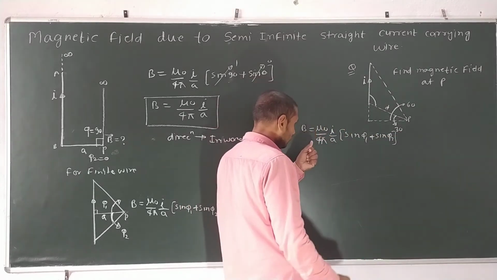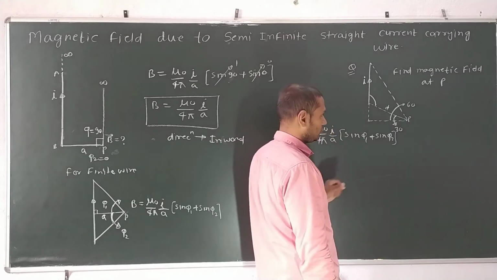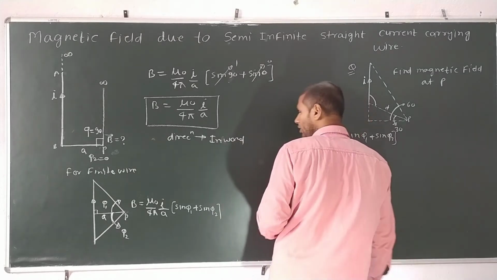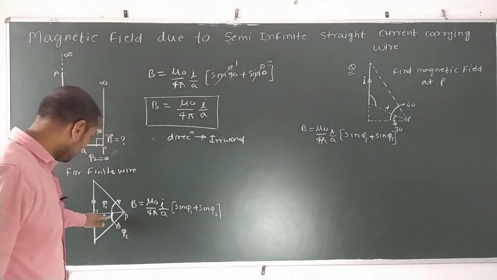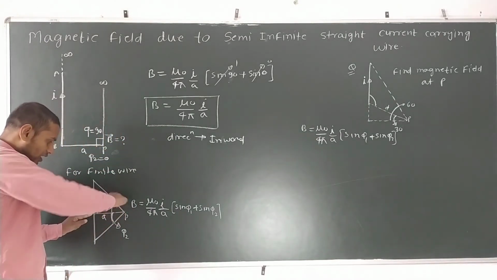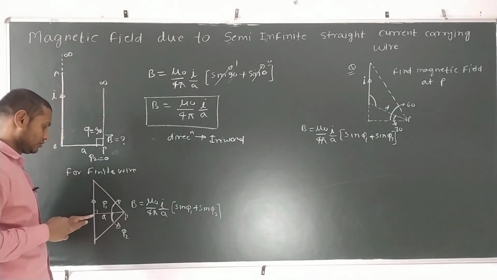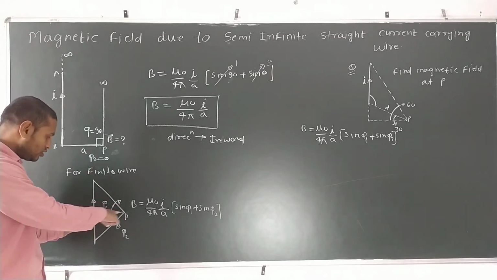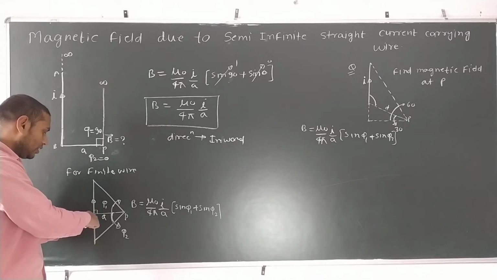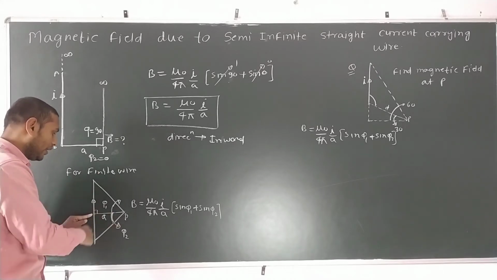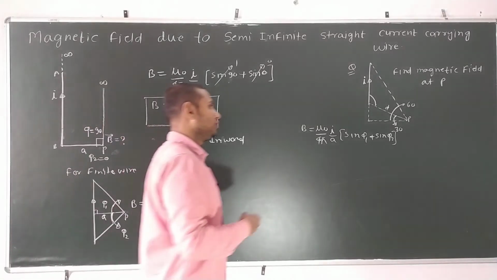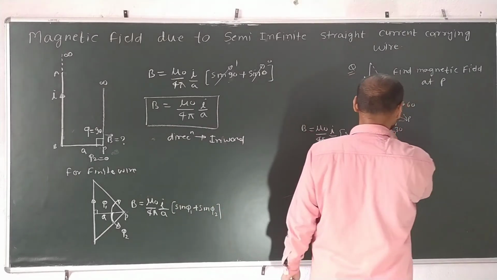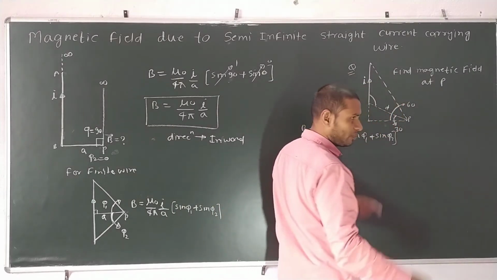Here we have to find out phi 1. What is phi 1? Phi 1 is the angle between the perpendicular distance and the line joining one end to point P. We have to observe that this is the perpendicular distance. A is the perpendicular distance from the wire to point P. So we have to find out the perpendicular distance, but we don't have any perpendicular distance.